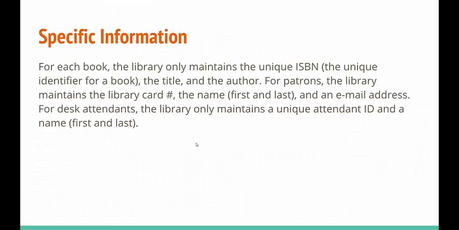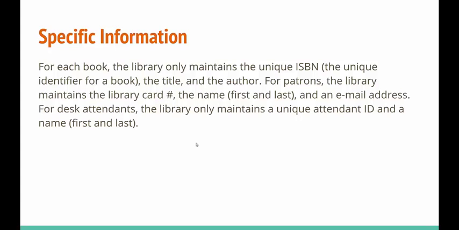Let's take a look at some more specific information about this business case. For each book, the library only maintains the unique ISBN number, which is the unique identifier for a book, the title, and the author. For patrons, the library maintains the library card number, the name, first and last, and an email address. For desk attendants, the library only maintains a unique attendant ID and a name, again, first and last.